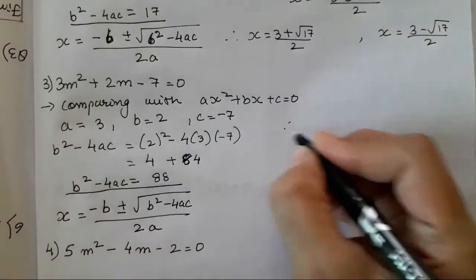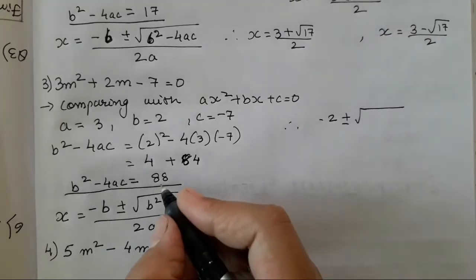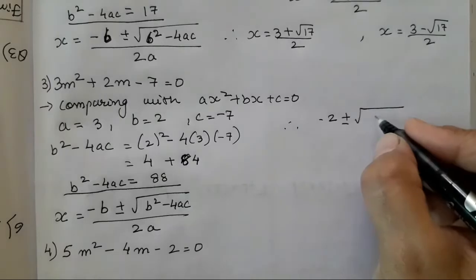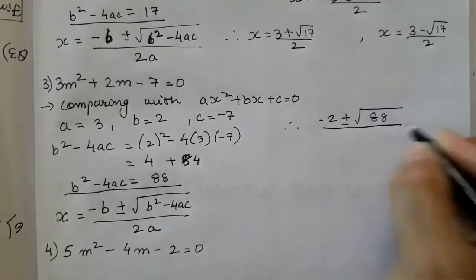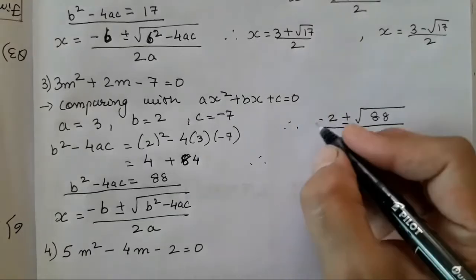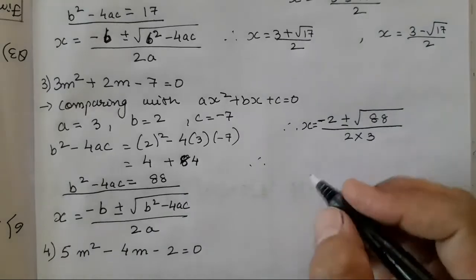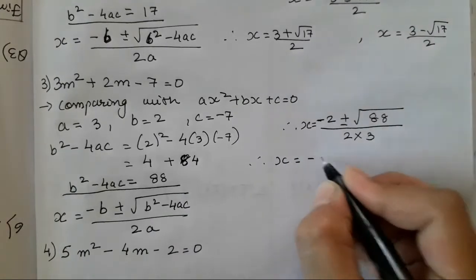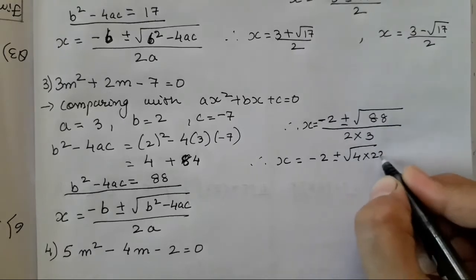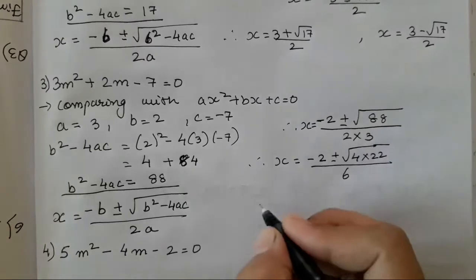Substitute the values, children. Now over here minus 2 plus and minus root of 88. Okay, so 88 we are going to split it later on. Let's take this step first and then we will split it. So x is supposed to be minus 2 plus and minus root of 4 into 22. That means 88. 3 2s are 6.